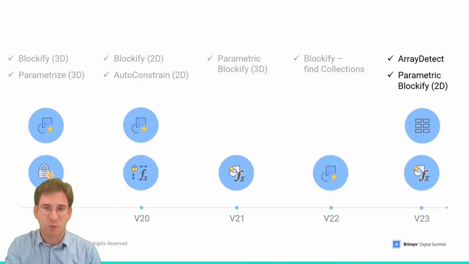And finally, today, with BricsCAD V23, we again take a huge leap forward in assisting our users to organize their drawing content in the best way possible. We've added a new array detect command that detects patterns of 2D or 3D objects in a search set and replaces them by array entities. And we've also extended the range of applicability of the parametric Blockify command to now also support 2D parametric blocks with 2D parameters and constraints and flip lines.